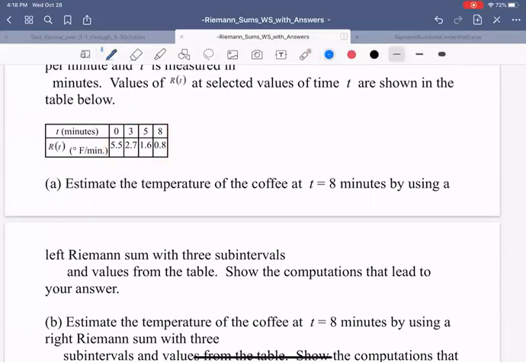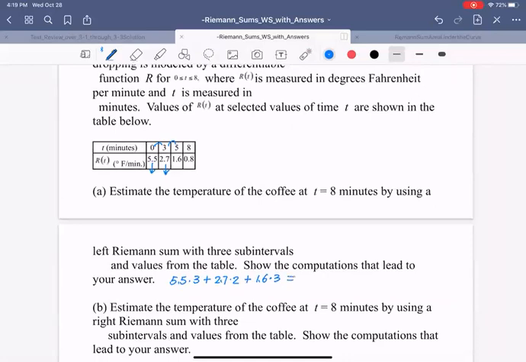The height is 5.5. You drop from your left, so you use 5.5 times 3, and 2.7 times 3, and then 1.6, 2.7 times 2. Here is a typo, that's 2. And 1.6 times 3. This is the amount of temperature drop. So this equals how much?